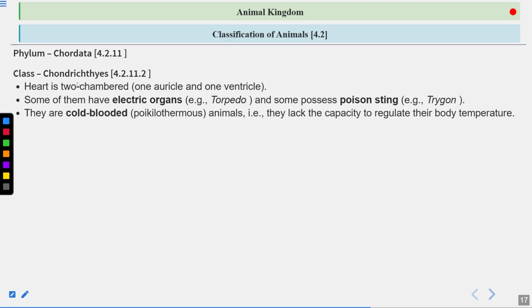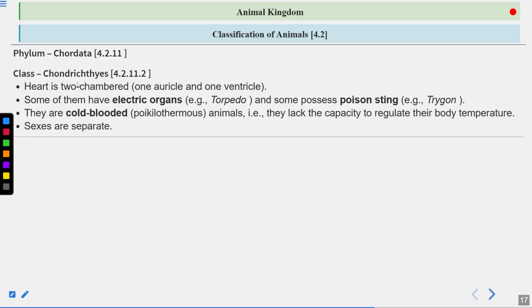They are cold-blooded animals, poikilothermous animals. That is, they lack the capacity to regulate their body temperature. They are not able to regulate their body temperature, right? Whatever the temperature of the water, their temperature will follow that. So this is a very, very important point. Cold-blooded, poikilothermous animals.